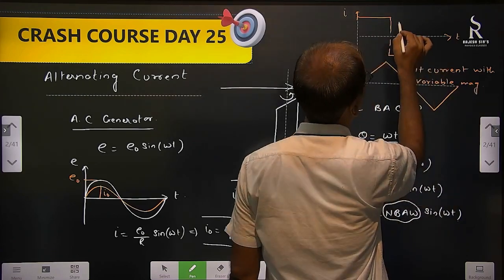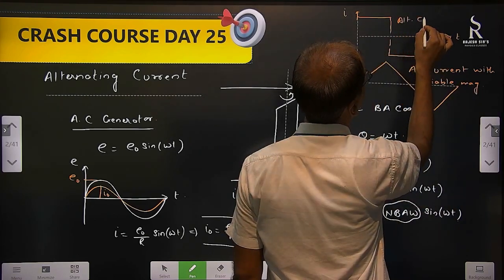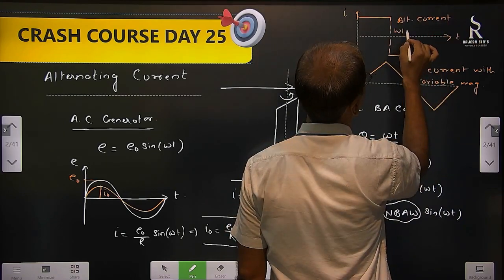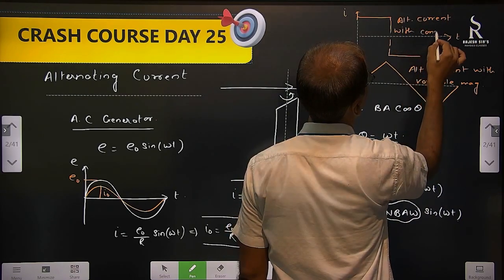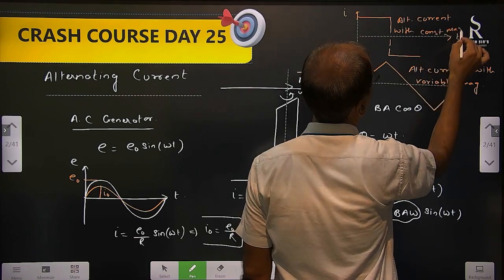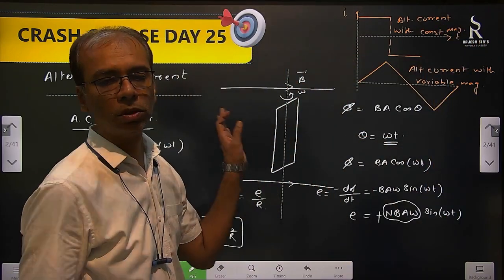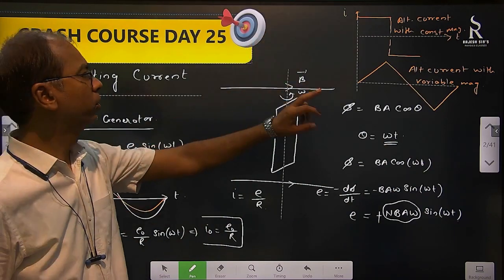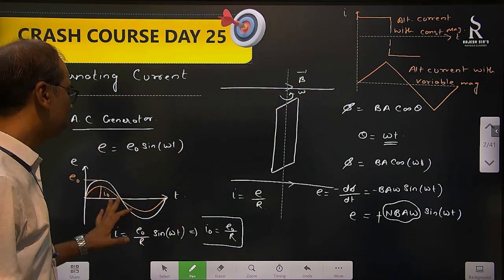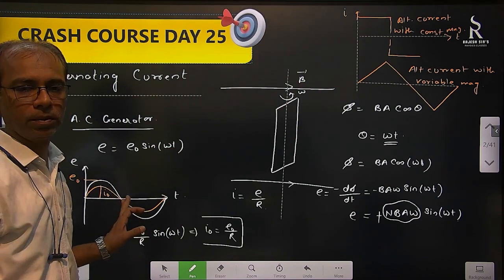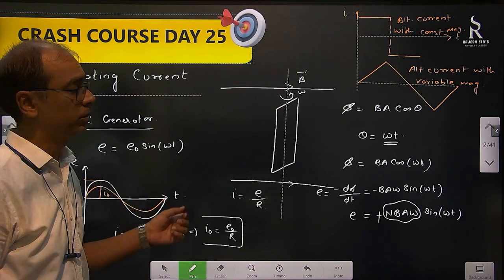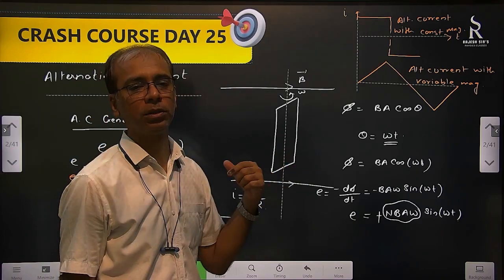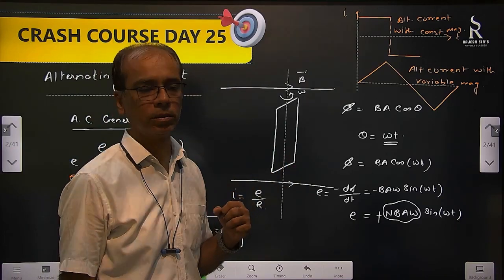And this is alternating current with constant magnitude. So both, or in fact all three, are actually alternating current, 1, 2 and this 3. But our concentration is mainly on this one, because we are producing it through a generator, and the generator is the primary source through which the current in our home is coming.